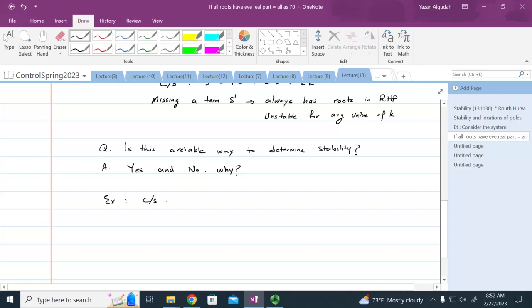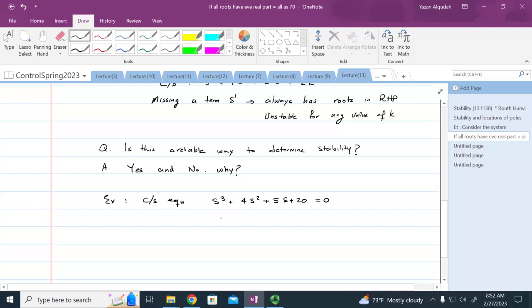We have a characteristic equation that is s cubed plus 4s squared plus 5s plus 20 equal to 0. What does this look like? Looks like it has all the terms, it has nothing missing. All the terms are positive, aren't they? And therefore, you would think this will be stable. You'll think all these poles are going to be in the left half plane.